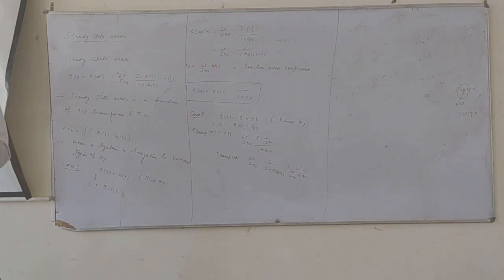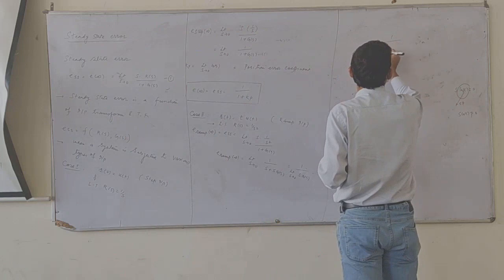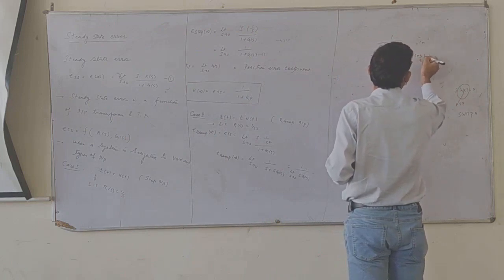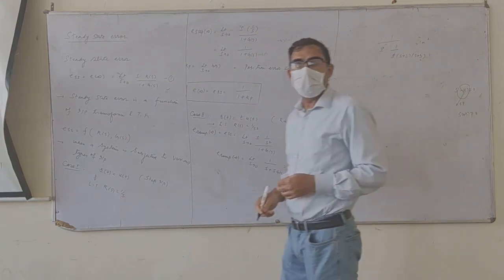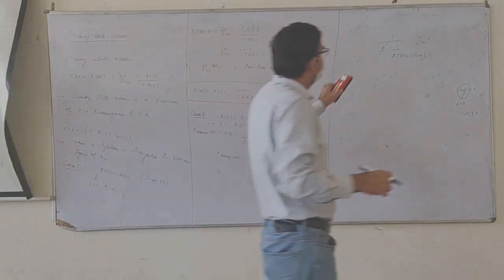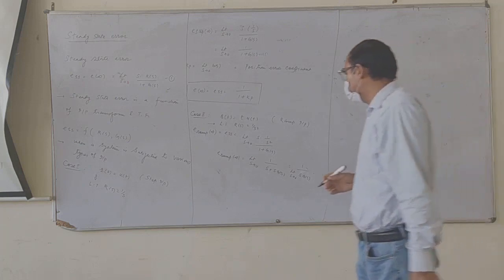Somebody may be thinking, sir, what happened, just make s 0? But making s 0 is not so easy. Maybe the term will be s, 1 by s plus 2, s plus 3, and the s will get cancelled. So we don't know the behavior of the transfer function. That's why we cannot say that this term will be equal to 0.